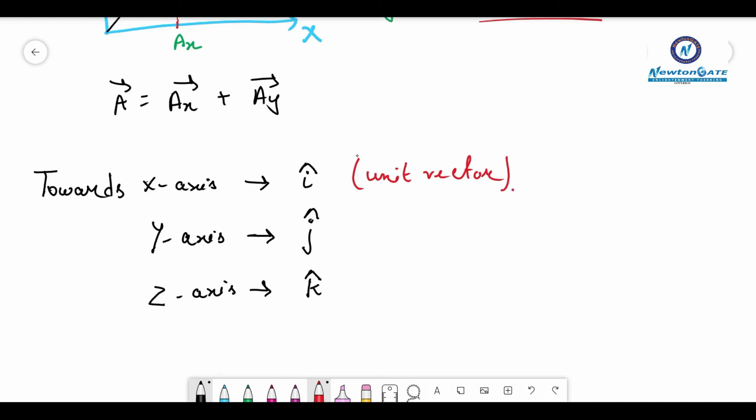I, j and k are unit vectors. Now what do unit vectors give us? Unit vectors give us only direction, because the magnitude of a unit vector is 1. All these are covered in the previous part of the vectors video.